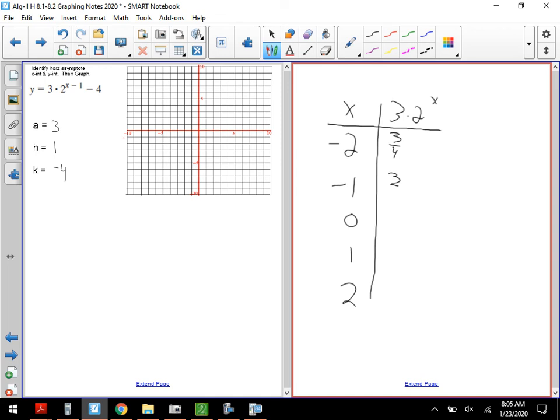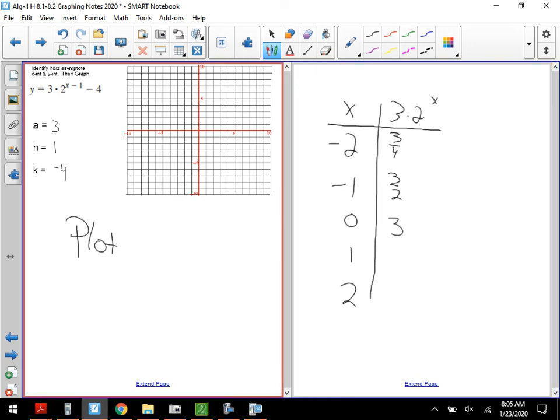3/4, 3/2, then what? What's that? We're going to plot the parent function first, and then I'll show you the trick for how to get your shift function. Okay? So what we're doing is we're going to plot the parent, and then shift.